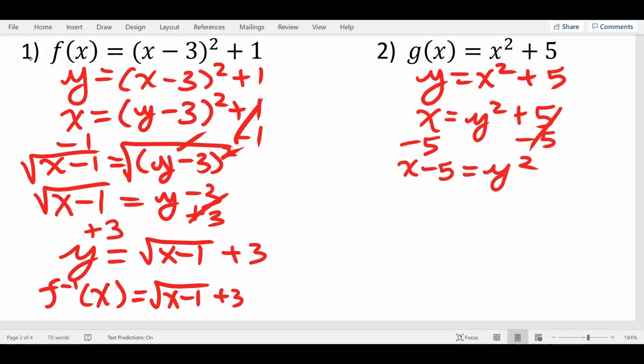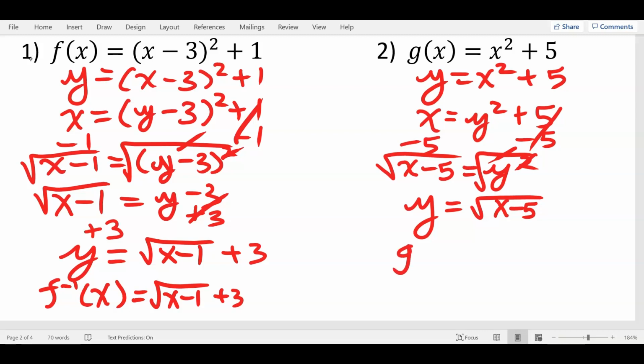Last step, to get rid of a square, square root. Okay? Square root of x minus 5, square root of y squared, cancels out. So now I just have y equals square root of x minus 5. And then we want to return it to the inverse form. In this case, it's g inverse x equals the square root of x minus 5. If you can do that, then you'll be able to do the assignment, okay?